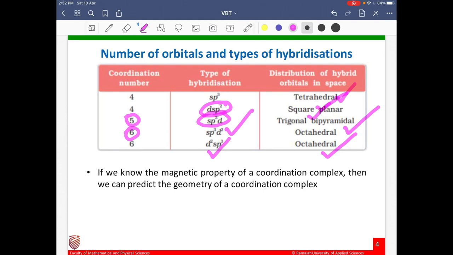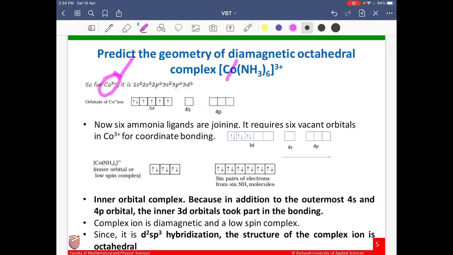If we know the magnetic property of a coordination complex, then we can predict its geometry. Predict the geometry of the diamagnetic octahedral complex Co(NH3)6 3+. So this complex is diamagnetic in nature. If we measure the magnetic property of this complex, we will find that it is diamagnetic in nature.